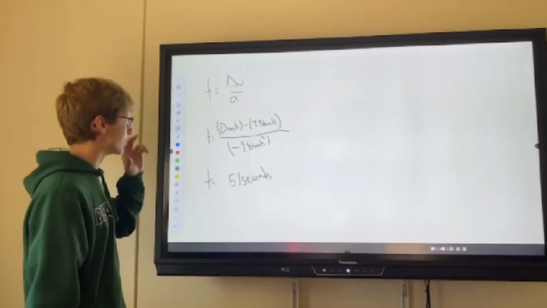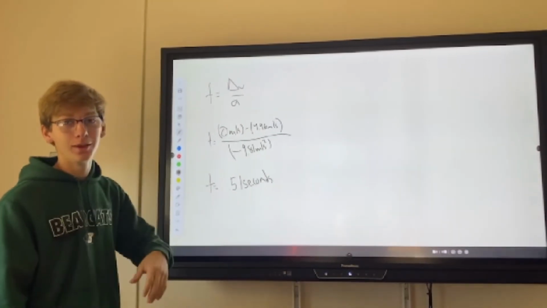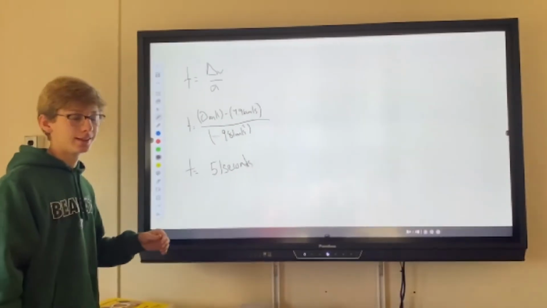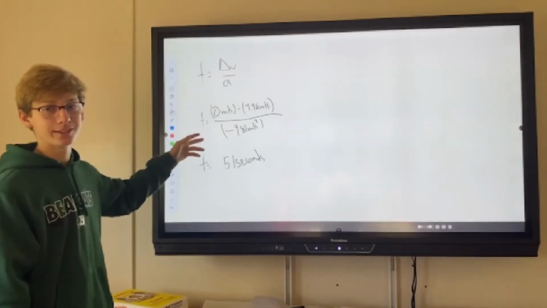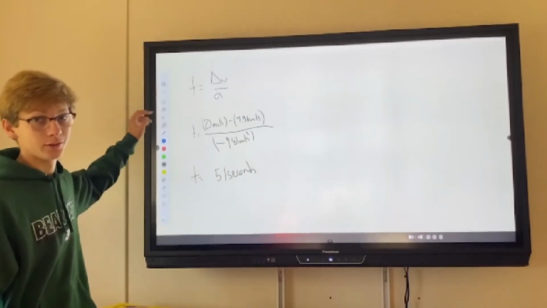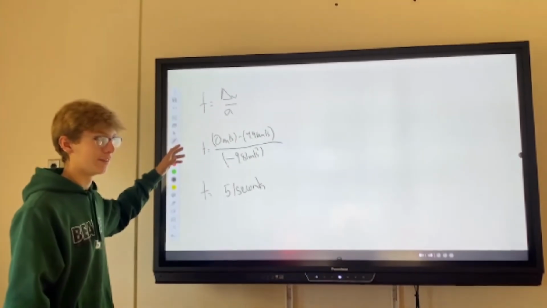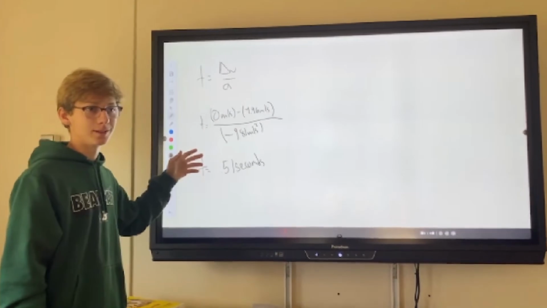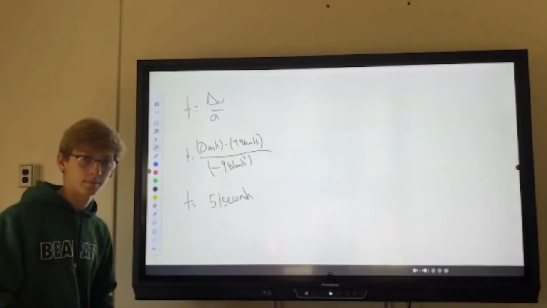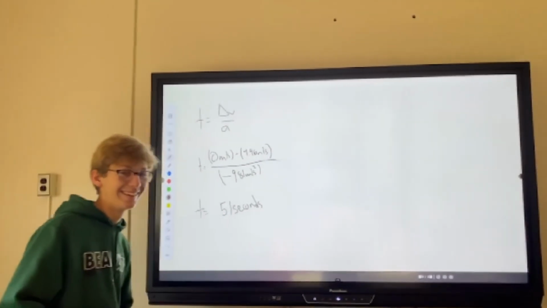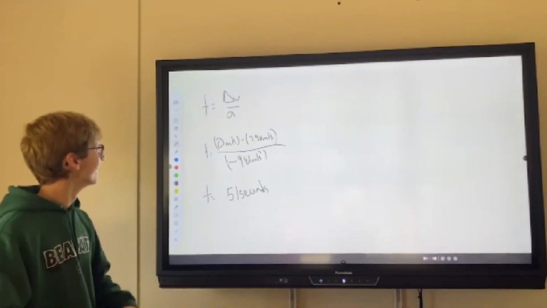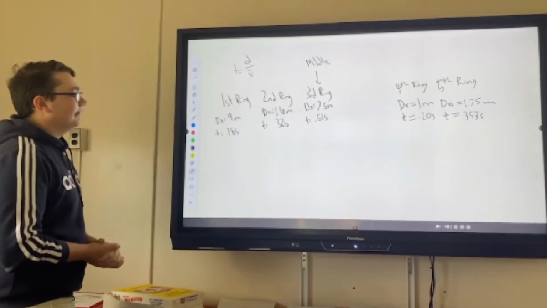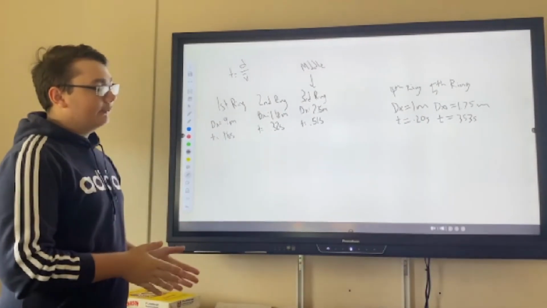Okay, so the next thing that we needed to find out was the time to get to the middle. So the next thing we needed to figure out was half the time it took to hit the ground. We have to calculate the time it takes for the ball to pass from the start of the ring, or sorry, the start.